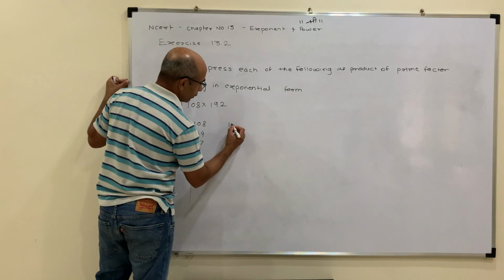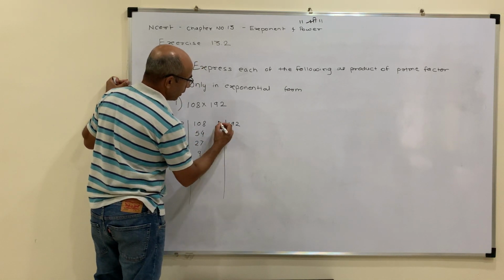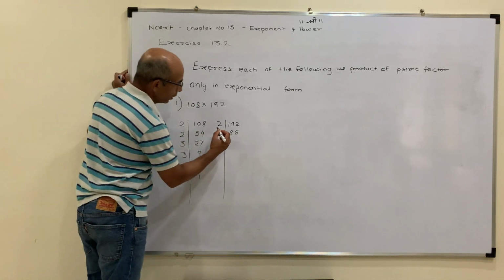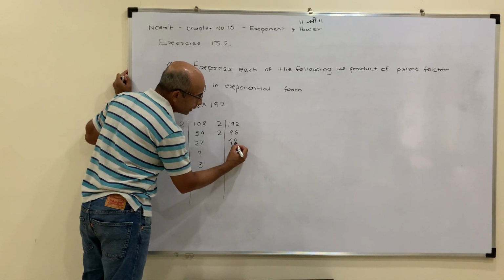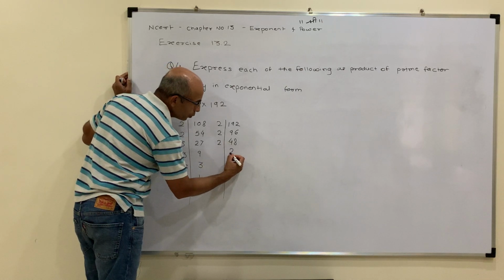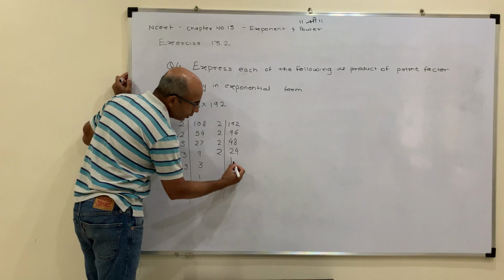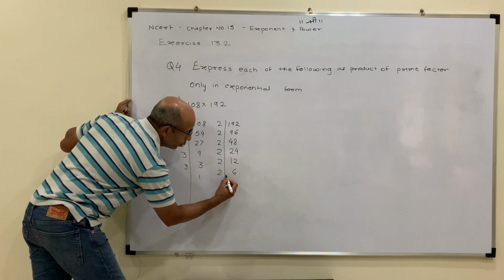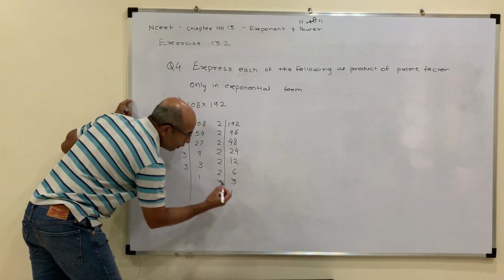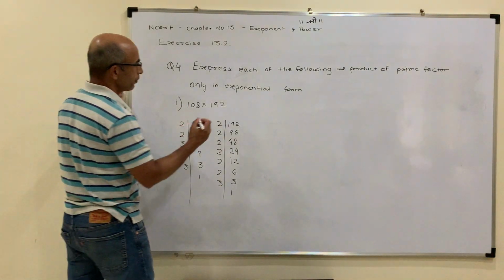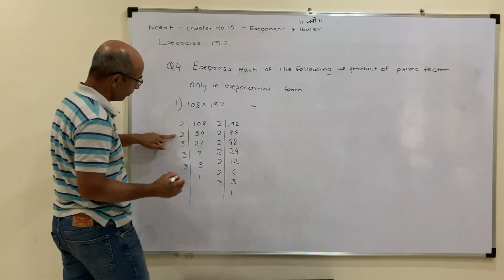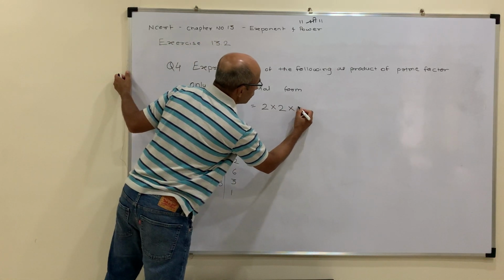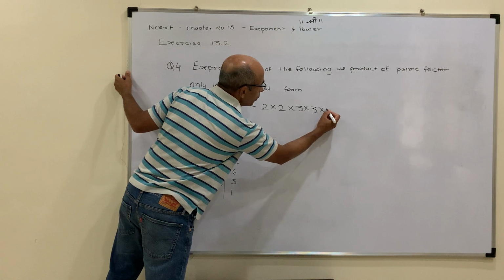Now I'll do it for 192. 2 9s are 18, 2 6s are 12, 2 4s are 8, 2 8s are 16, 24 2s are 48, 12 2s are 24, 6 2s are 12, 2 3s are 6, 3 1s are 3. So here I'll rewrite the prime factors: 2 into 2 and 3 times 3 into 3 into 3 into 3.